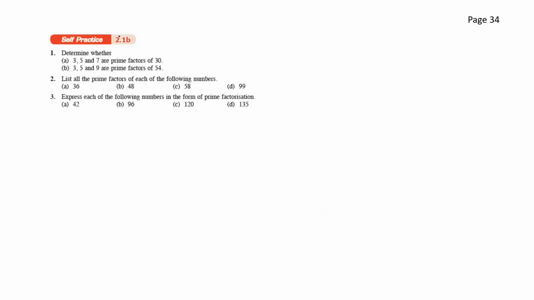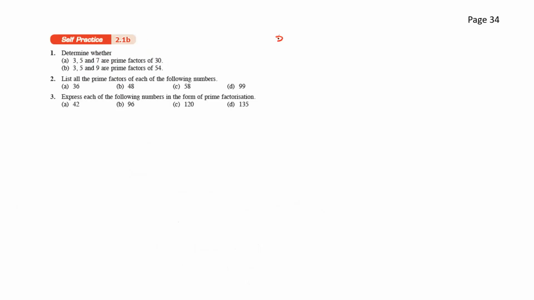Next, for 2.1, determine whether 3, 5, and 7 are prime numbers of 30. So what are prime numbers firstly? Prime numbers is a number that cannot be divided by any number except for 1 and itself. So let's see if these numbers here are prime numbers first.